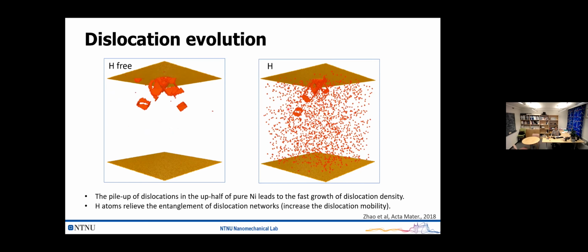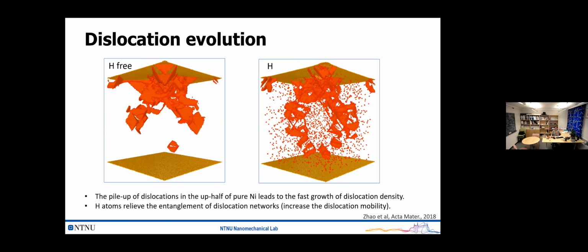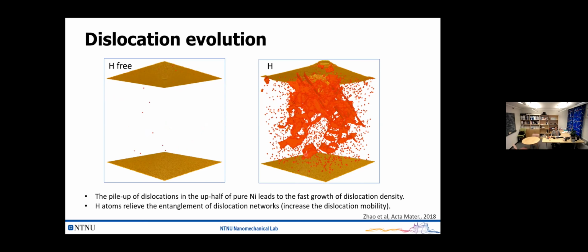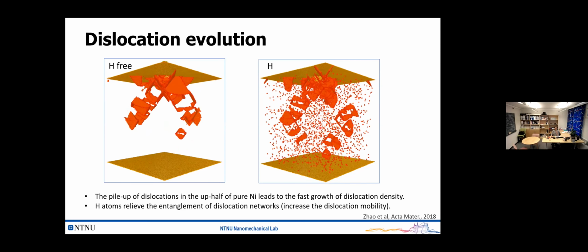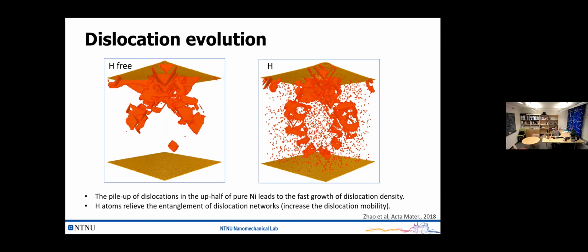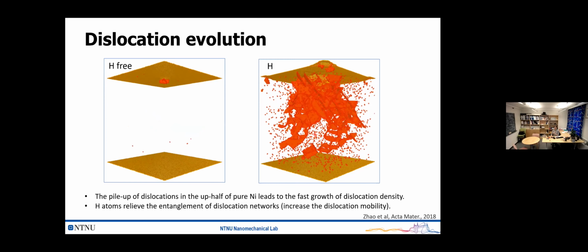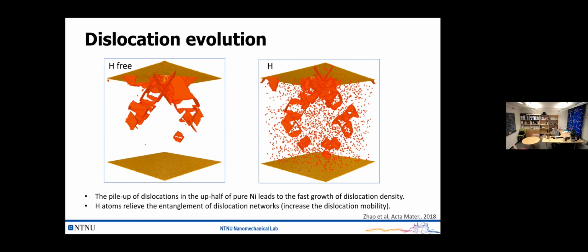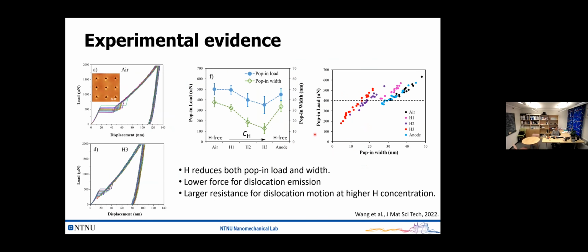Well, in the hydrogen case, the dislocation loops are emitted, but instantly transported to the whole model cell. So the hydrogen actually can release the dislocation entanglement. And this is also the reason for this hydrogen-induced softening effect of the system. And let's see the experimental evidence to confirm that.